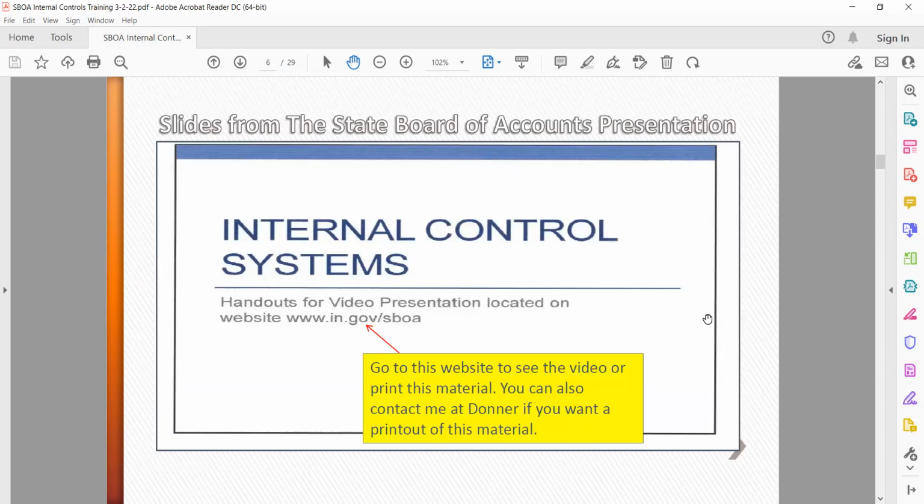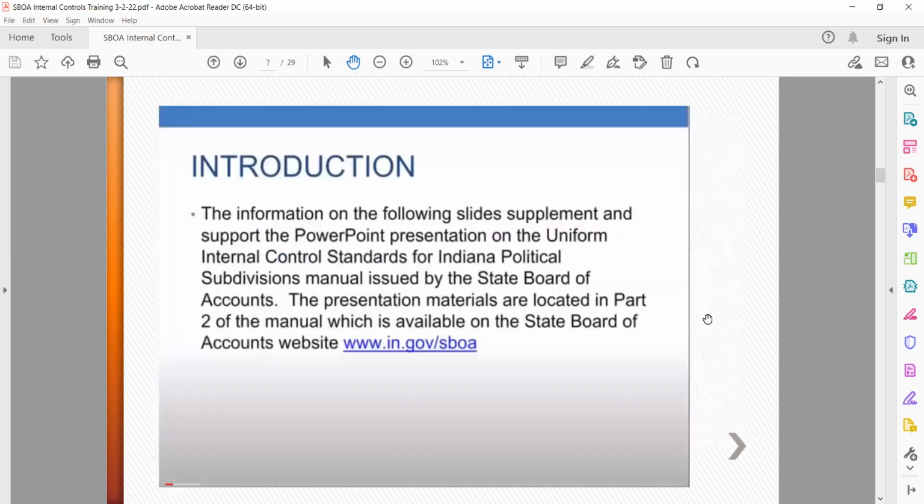Today, we are going to discuss internal control systems. Indiana Code 5-11-1-27 requires each political subdivision to maintain a system of internal controls to promote governmental accountability and transparency. The information on the following slides supplements and supports the PowerPoint presentation on the Uniform Internal Control Standards for Indiana Political Subdivisions Manual issued by State Board of Accounts. The presentation materials are located in Part 2 of the manual, which is available on the State Board of Accounts website at www.in.gov/SBOA.